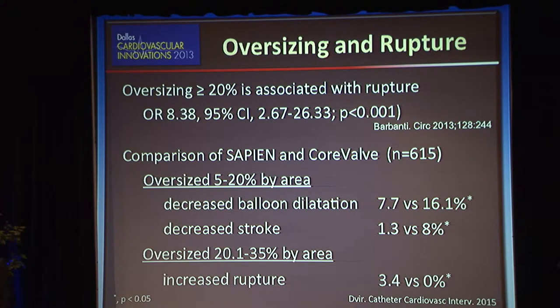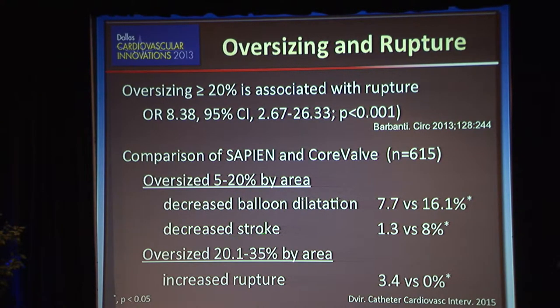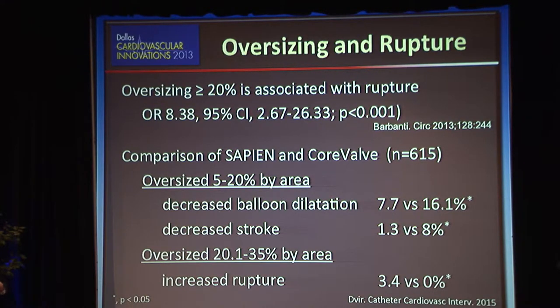So oversizing, we know there's risk. More than 20% oversizing in a balloon expanding valve is associated with rupture. And in a comparison of Sapien and CoreValve, those that are mildly oversized need more balloon dilation and lead to more stroke in the CoreValve here. There is less balloon dilation in the balloon expanding valve, but those that are able to be vastly oversized actually do much better with the CoreValve. So less risk of rupture, where you don't want to drastically oversize a balloon expanding valve.